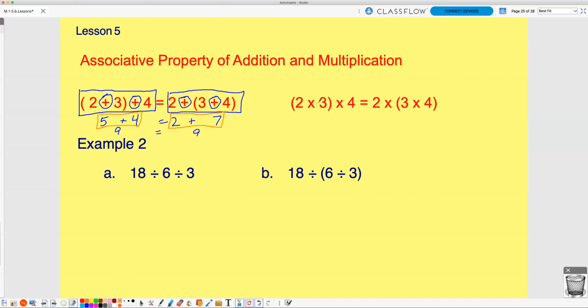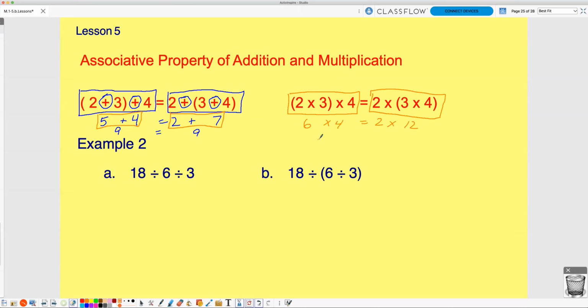Okay, same happens in multiplication. If you have this order, 2, 3, 4, 2, 3, 4, it doesn't matter which grouping you create here. So in this case, we have (2 times 3) times 4 on this side. On this side of the equation, we have 2 times (3 times 4). So if we're going to do the parentheses first here, we end up with 6 times 4 on this side. On this side, we end up with 2 times 12.